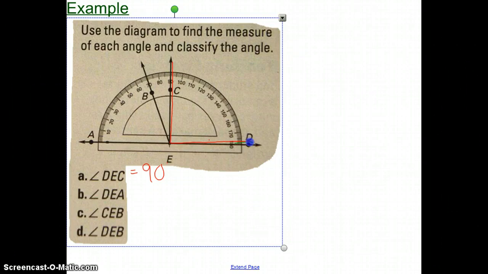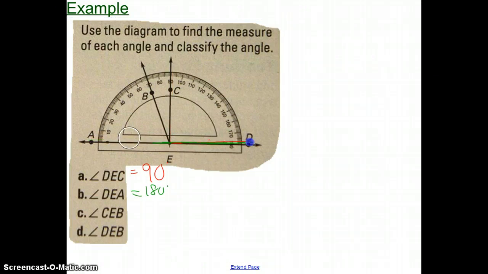So angle D to E to A. That's basically a straight line. That's 180 degrees. Okay, again, straight angle, but it's really just a line. Angle CEB. Let me clean up some of these lines here. Angle CEB. So from C to E up to B, that angle.